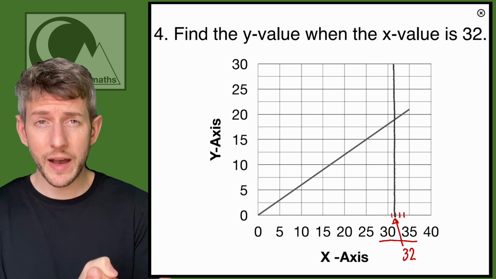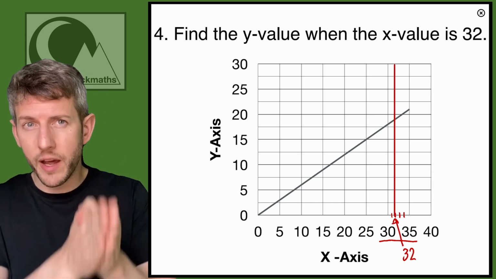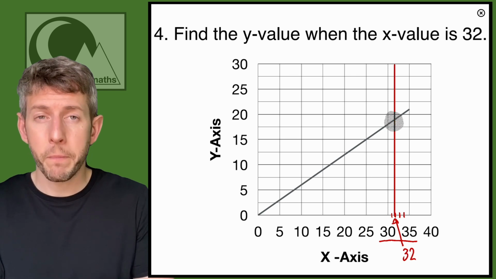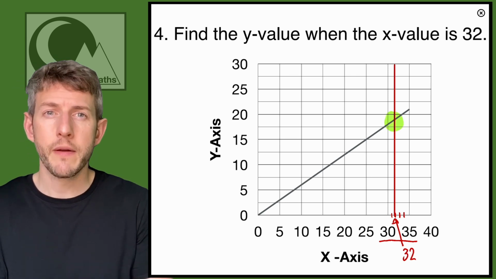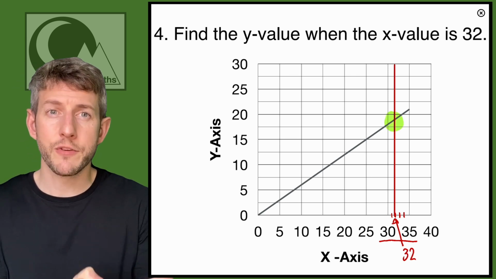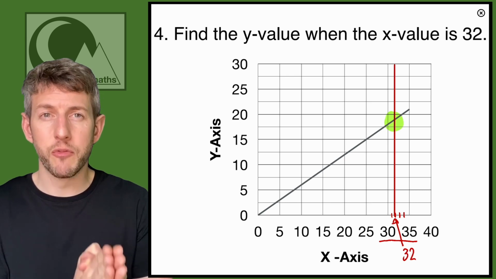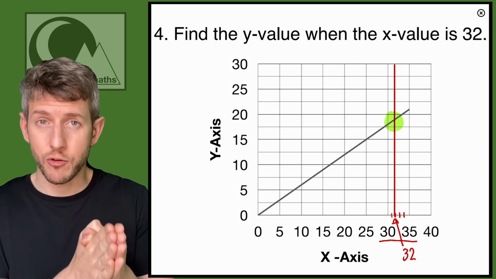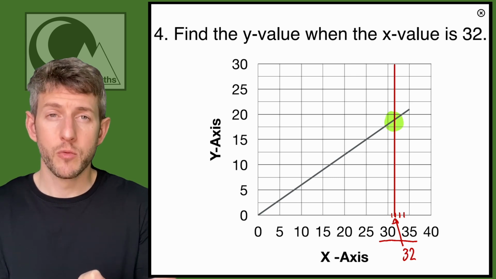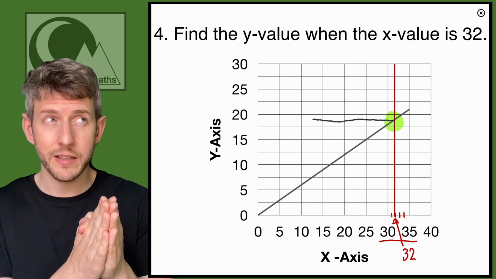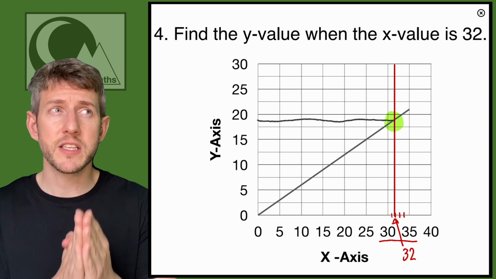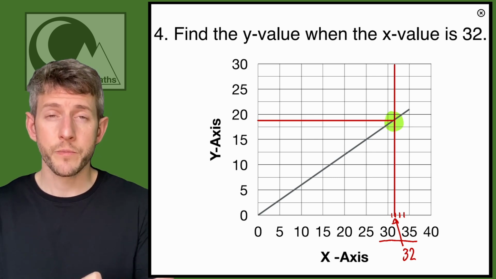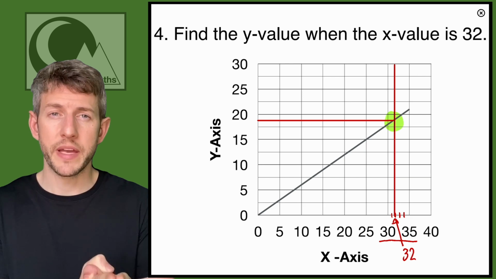So what I need to do now is draw a vertical line up from here, because all of the points in this vertical line are going to be where x is 32. But I want to use the graph to find the value of y when x is 32. So I'm going to read up, I get to the line and then I read across, and that looks to me like when x is 32, y is going to be 19.